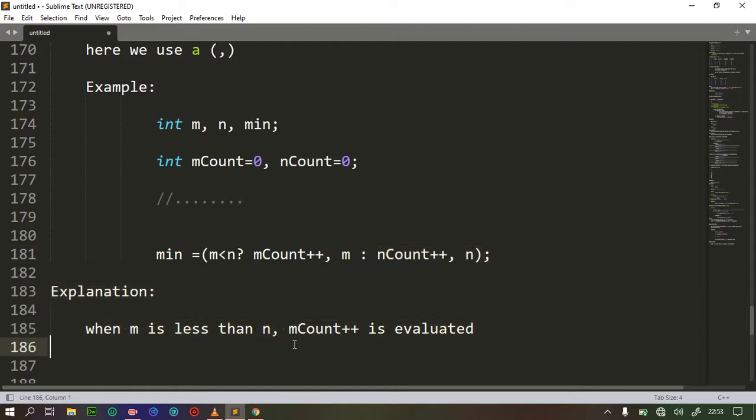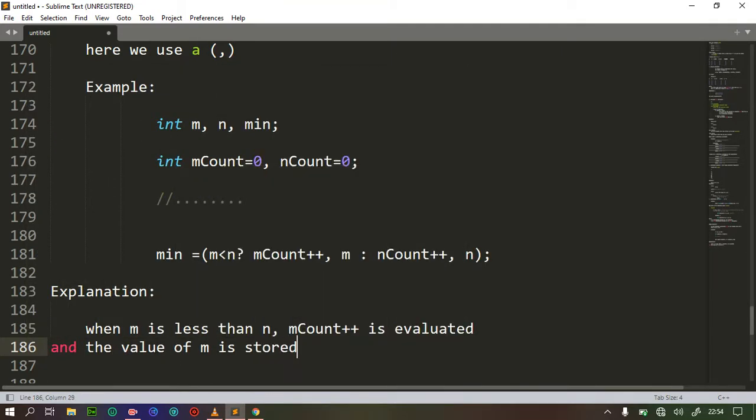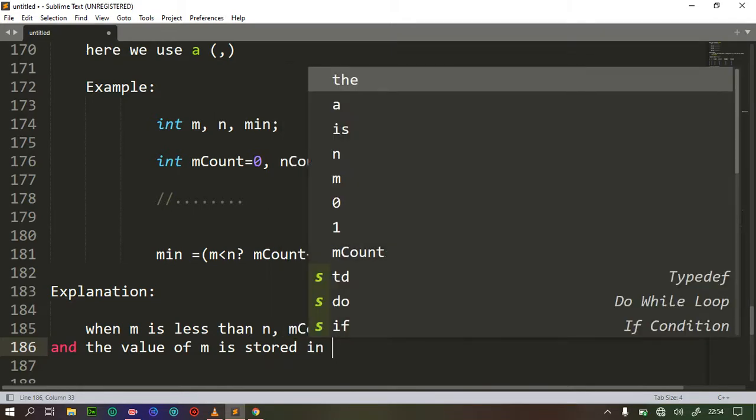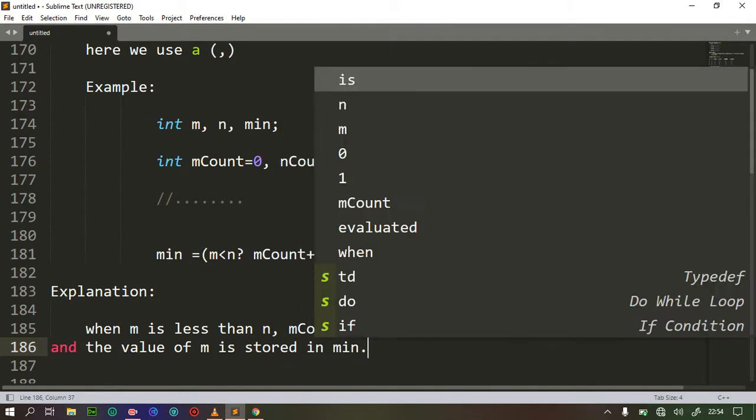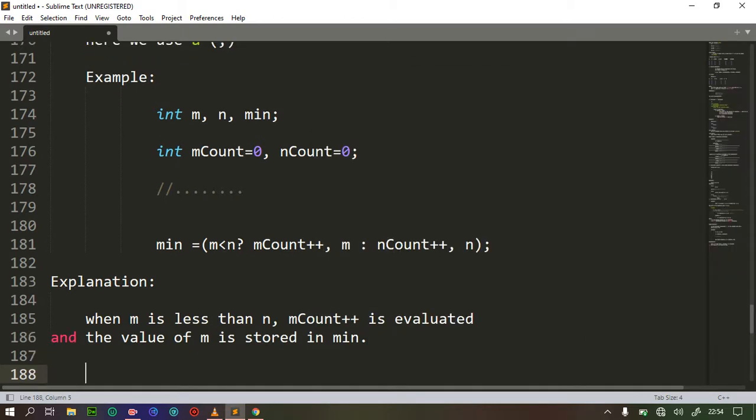So when m is less than n, then m count is evaluated and the value of m is stored in min. Remember, min is our L value, so whichever result we get at the end of execution is dropped into min. So that is for the first part.